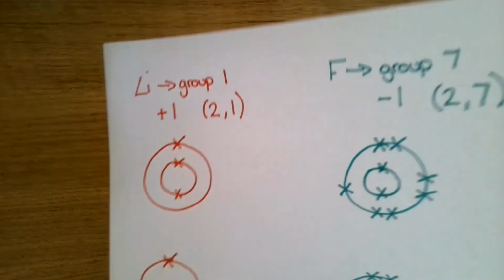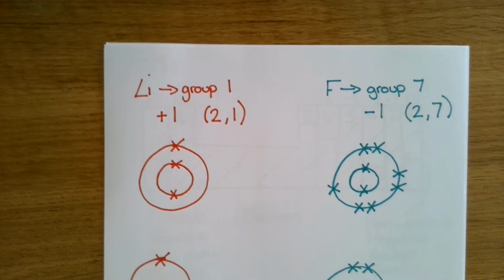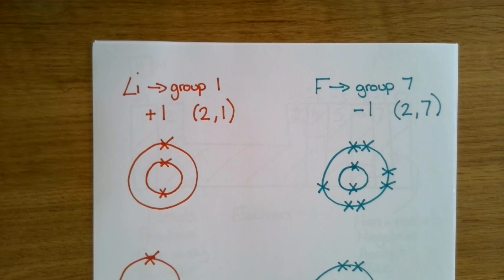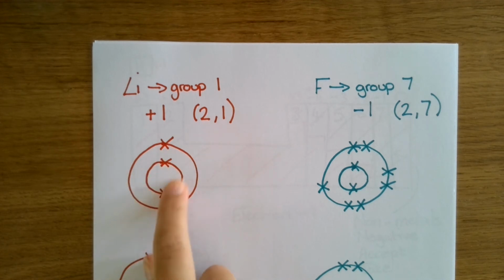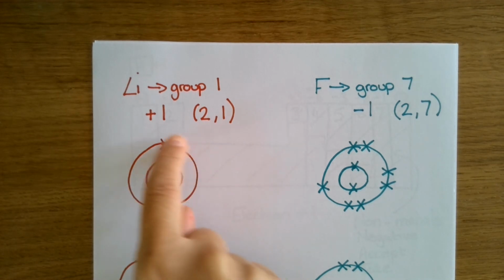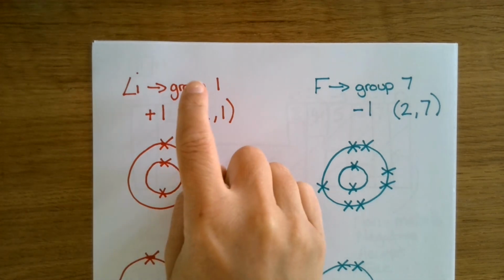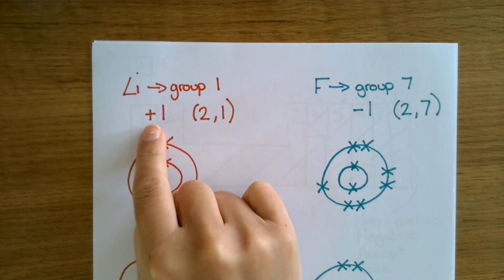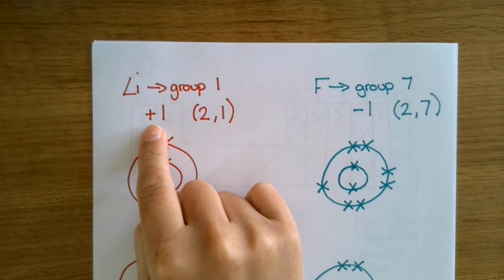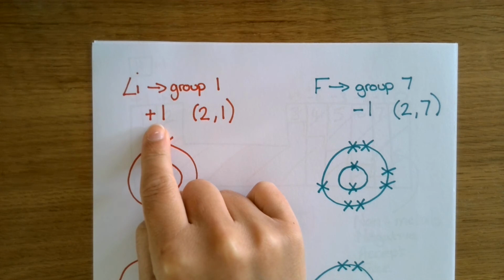So, my first example for you today is lithium bonding with fluorine. I could draw out my lithium with 2 electrons on the inner shell and 1 on the outer shell in my 2-1 structure. I can think about the fact that lithium is in group 1, so is therefore going to get a +1 charge. I already know my lithium is going to lose or give away 1 electron.